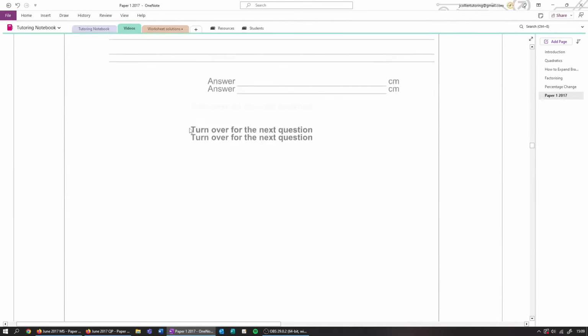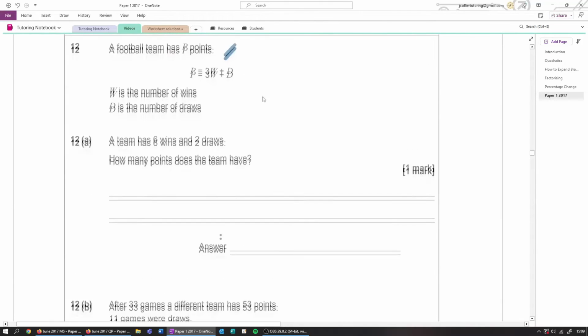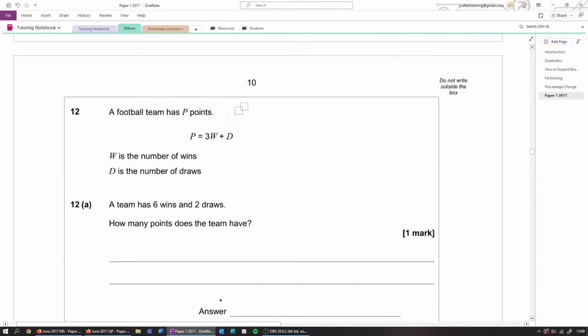Okay, so a football team has P points. W is the number of wins, and D is the number of draws. Okay, so they've given us a formula for the number of points, and we can figure out the number of points by figuring out the amount of wins and draws. Okay, this says the number of points is equal to 3 times the number of wins plus the number of draws. That's what this means.